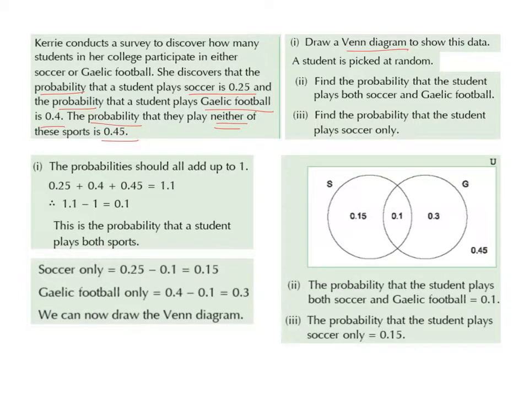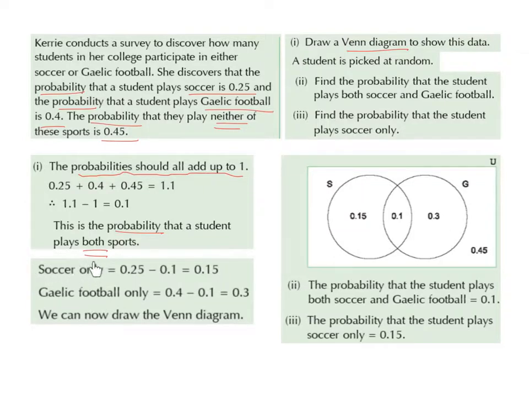So the probability that they play soccer is 0.25, the probability that they play Gaelic is 0.4, and the probability that they play neither is 0.45. So the probabilities should all add up to 1. So 0.25 plus 0.4 plus 0.45 gives us 1.1. And 1.1 minus 1 gives us 0.1. So this is the probability that the student plays both sports. It's very important to note that probabilities should always add up to 1.